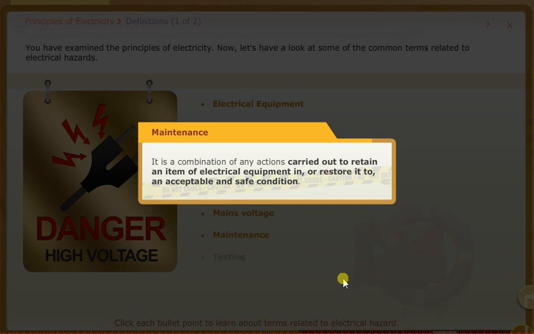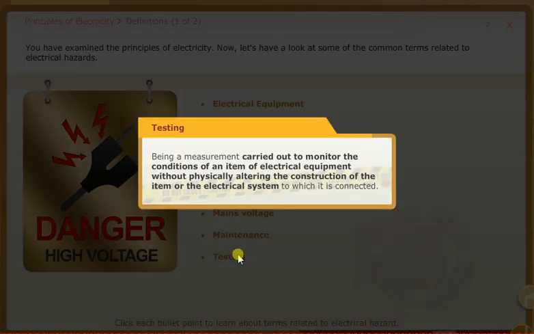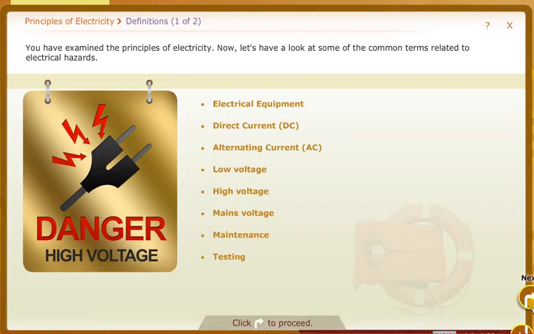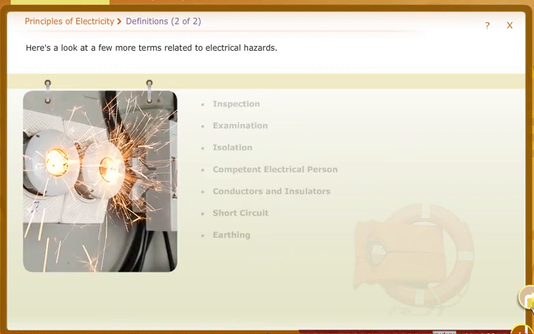Maintenance. It is a combination of any actions carried out to retain an item of electrical equipment in or restore it to an acceptable and safe condition. Testing. Being a measurement carried out to monitor the conditions of an item of electrical equipment without physically altering the construction of the item or the electrical system to which it is connected. Here's a look at a few more terms related to electrical hazards.